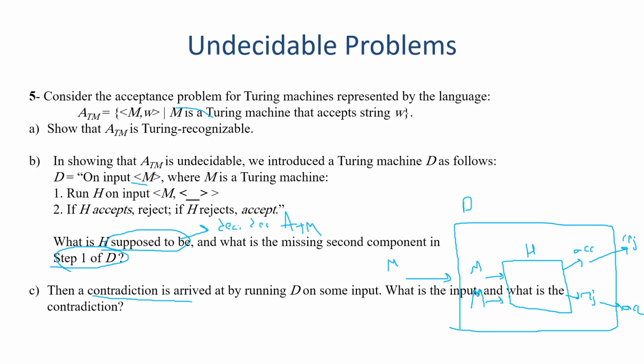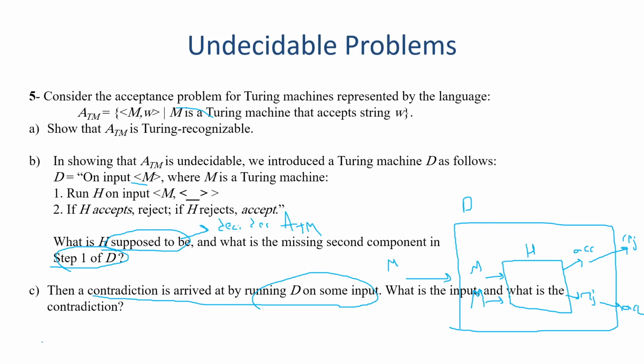A contradiction is arrived at by running D on some input. What is that input and what is the contradiction? So what should M be? What should I feed into the machine D to get my input? Now M is just arbitrary, right? These three M's, which are all the same, are arbitrary. They could be anything. What we want to feed them, there are two possibilities, either D or H. Either I feed D itself or I feed it H. If you compare it with what we did before, you probably want to feed it itself, like we fed C itself. But what happens if I feed it H? And remember, H decides ATM.